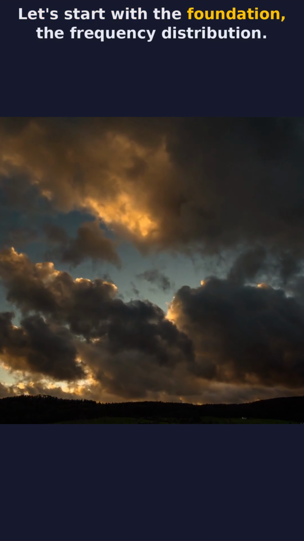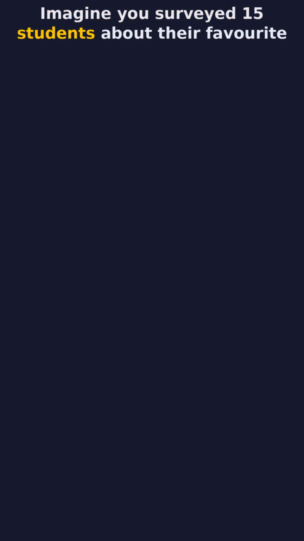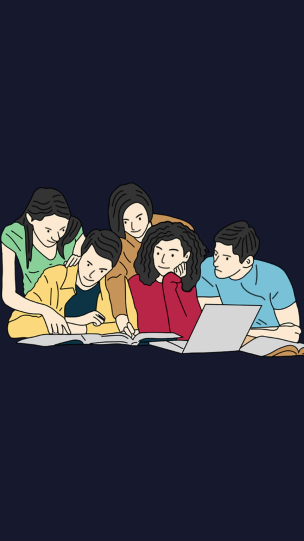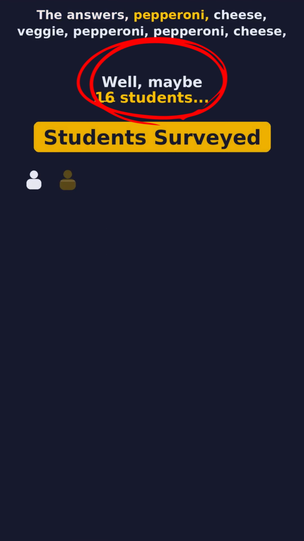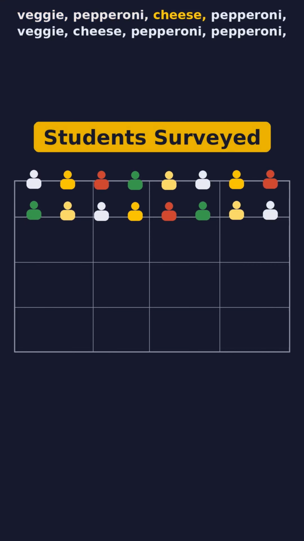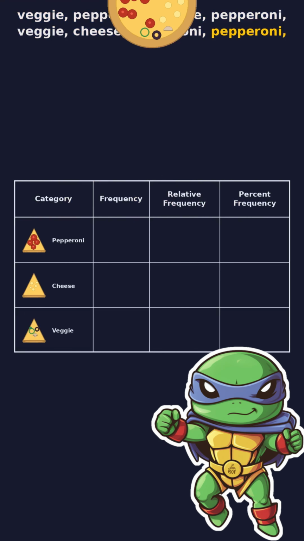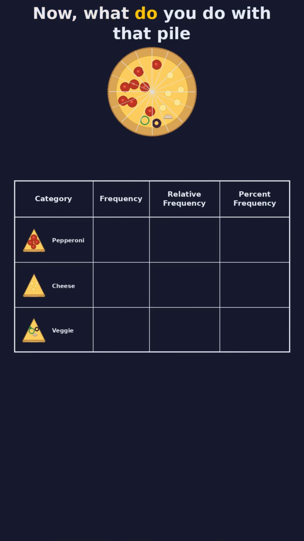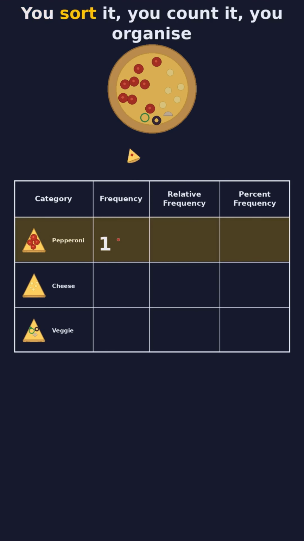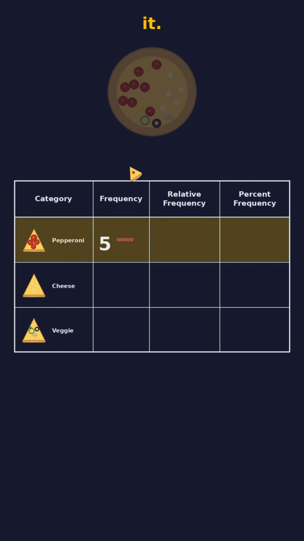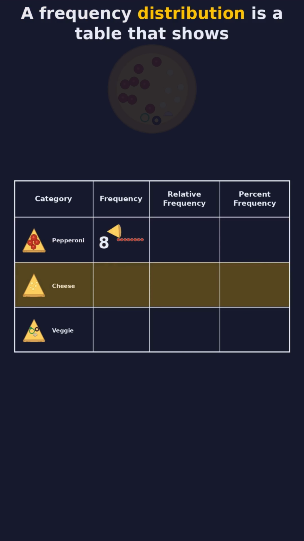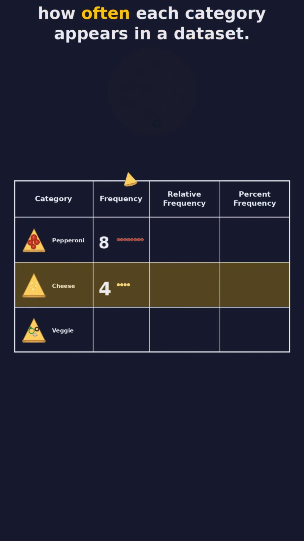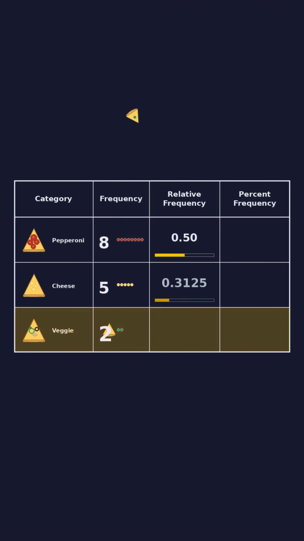Let's start with the foundation, the frequency distribution. Imagine you surveyed 15 students about their favorite pizza topping. The answers: pepperoni, cheese, veggie, pepperoni, pepperoni, cheese, veggie, pepperoni, cheese, pepperoni, veggie, cheese, pepperoni, pepperoni, cheese. Now, what do you do with that pile of words? You sort it, you count it, you organize it. A frequency distribution is a table that shows how often each category appears in a dataset. That's your technical definition right there.